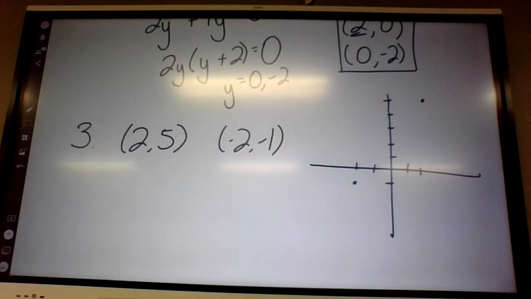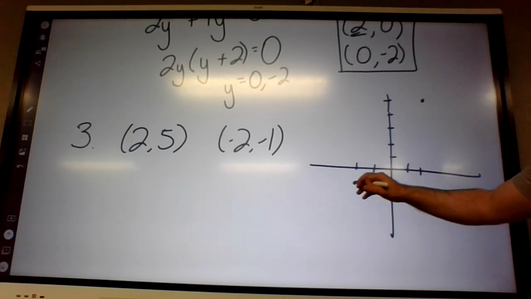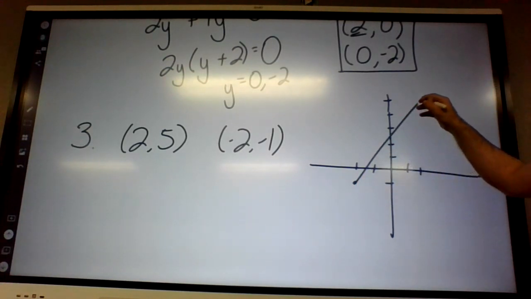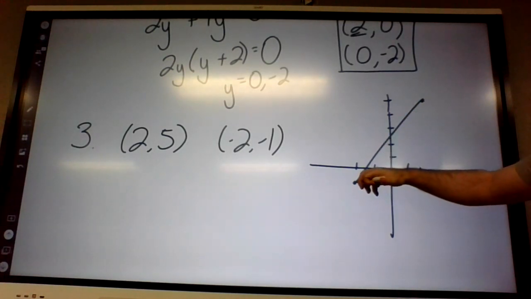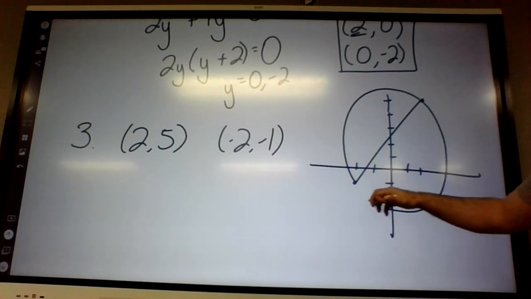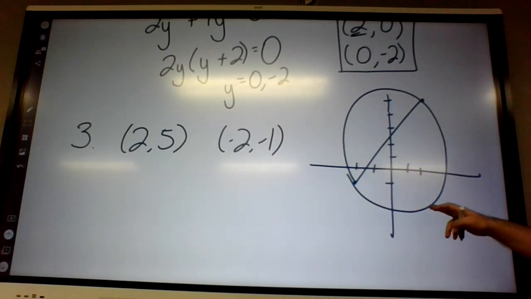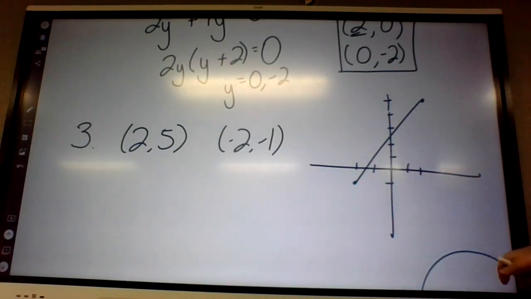Okay, what did it say those points were? Endpoints of a diameter. So that'll be my diameter. So we're talking about a circle. Did you do the midpoint thing to find the midpoint?